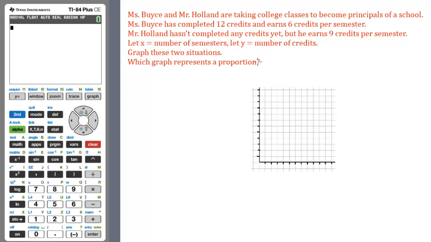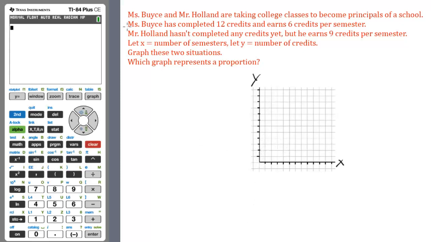So something to think about already is which of these two situations represents a proportion. Okay, let's graph these. So this down here is our x-axis, and this going up and down is our y-axis. And you'll notice that this is only positive x values because this is going to be per semester. So you can't really go backwards in time per semester. And the y-axis is also positive because you can't ever have negative credits. The lowest number of credits you could ever have is 0.